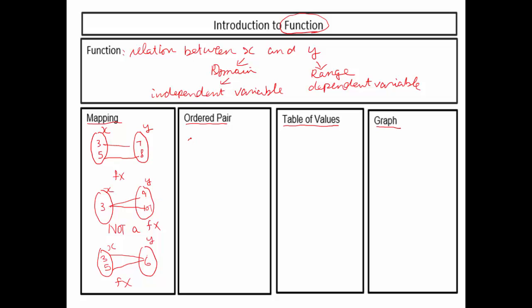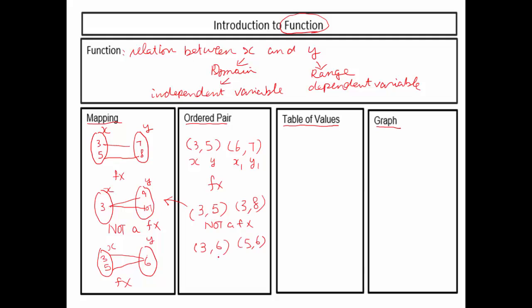Ordered pairs. Again, we have ordered pairs like this: (3, 5) and (6, 7). This is a function, because this is x and this is y; I just use x1 to represent a different x and y1 to represent a different y. They are functions, but shown in an ordered pair style. But if you have (3, 5) and then (3, 8), this is not a function because one x matches two different y's. If you have (3, 6) and (5, 6), now one y matches two x's, and this is a function.